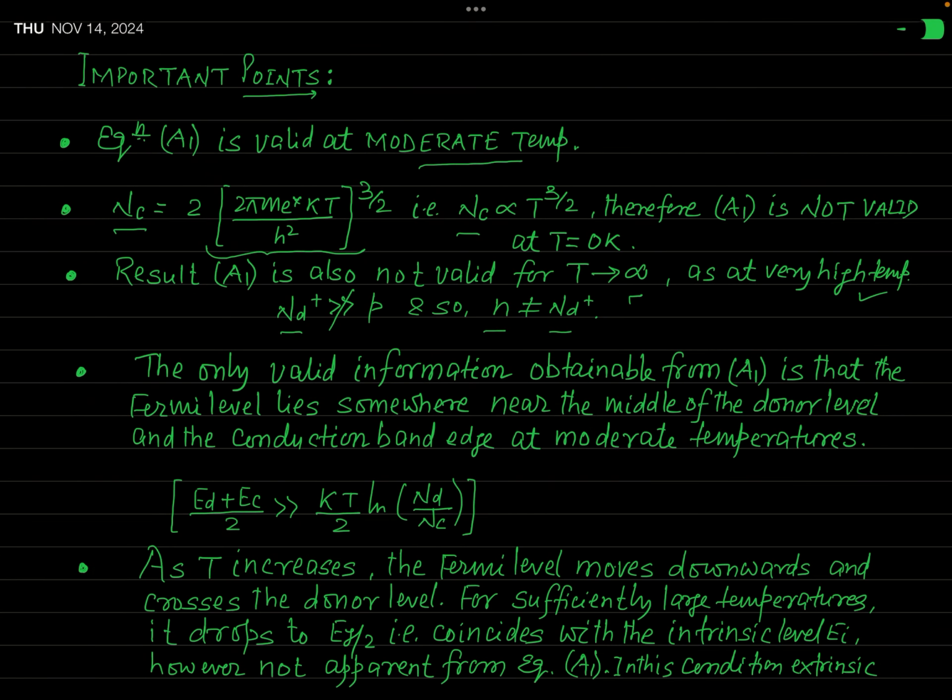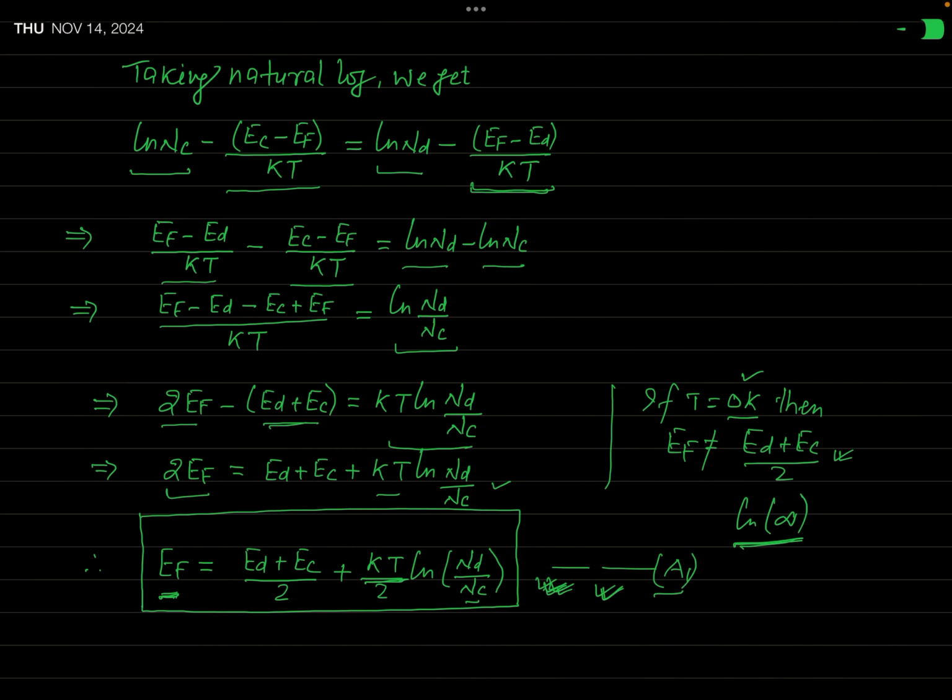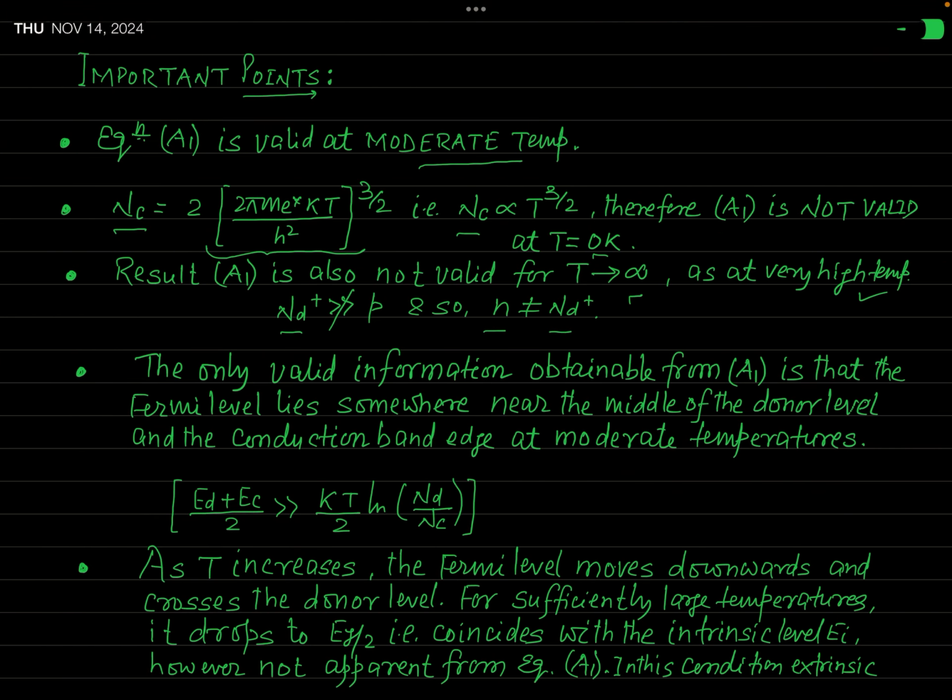So what you are seeing here, when we assume temperature is 0 Kelvin, then this result does not hold. Okay. When you assume that temperature is very large, even then this result does not hold. So what can we conclude actually? We can conclude that this result is valid when temperature is neither very small nor very large, but at its moderate value. Only then this EF in this manner can be defined.